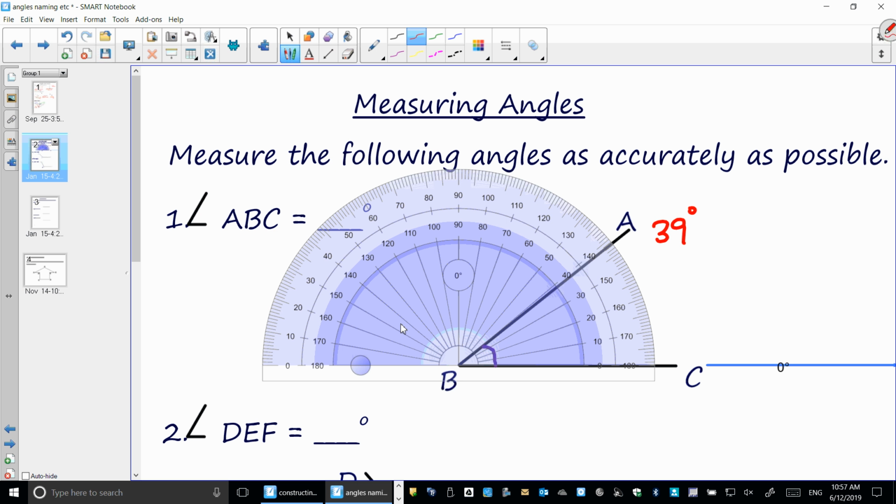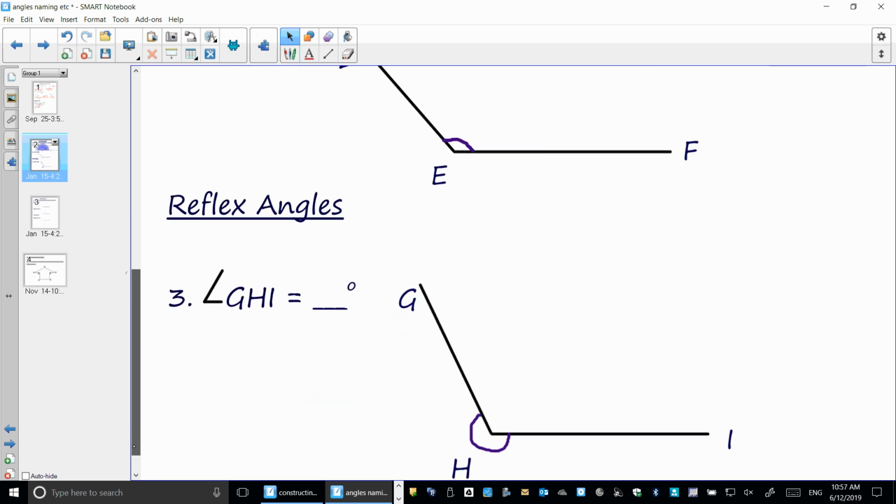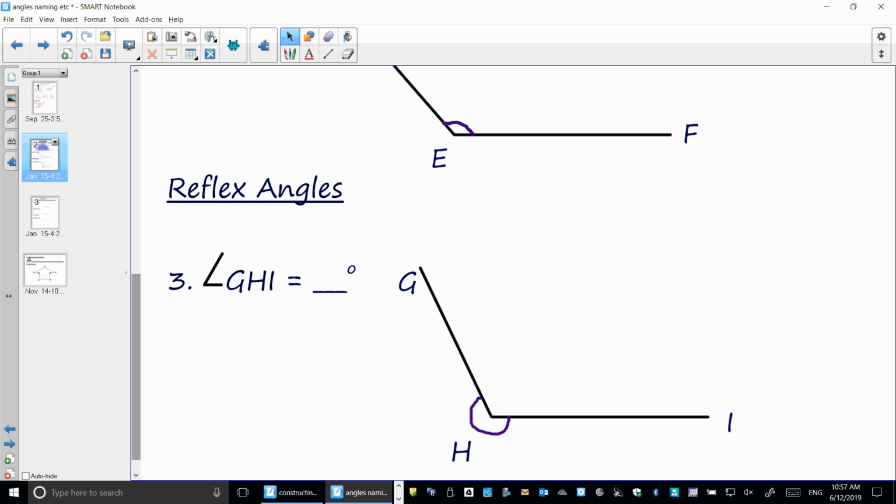You're going to have a go at measuring the next couple. Oh, if it's a reflex. Now, when it comes to reflex, I'll come and help you again. So measure the second one for me. I'm just going to check on Madison. Measure the second one, write it down, and then you can be so proud of yourself when you get it.